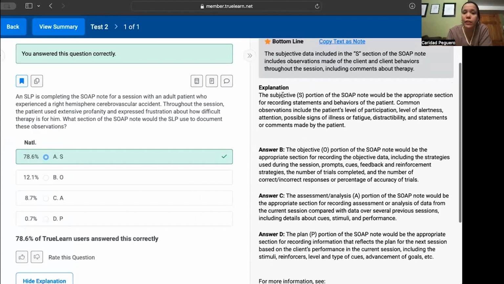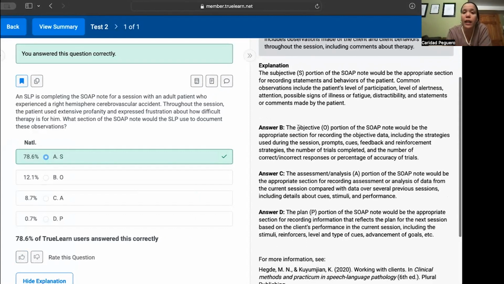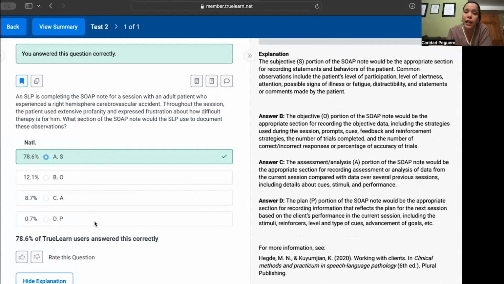So it says here, the subjective S portion of the SOAP note would be the appropriate section for recording statements and behaviors of the patient. Common observations include the patient's level of participation, level of alertness, attention, possible signs of illness or fatigue, distractibility, and statements or comments made by the patient. And then it also goes over each answer. So it pretty much helps in educating you as to why this answer is this.